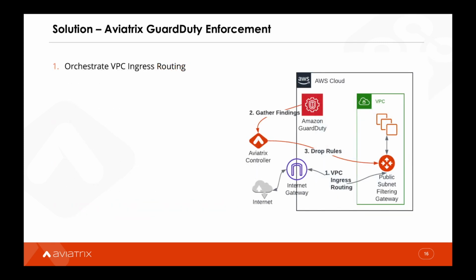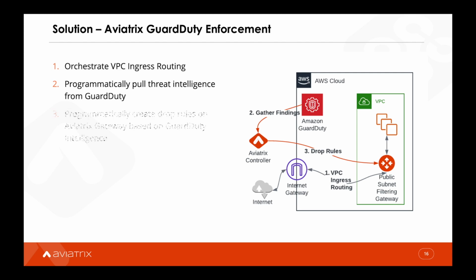Aviatrix has a solution called GuardDuty Enforcement. It takes ingress traffic and leverages an AWS feature called ingress routing to redirect traffic to an Aviatrix gateway. Next, because the controller has deep API-level integrations with AWS, GuardDuty provides its findings to the controller. And finally, the controller will program the gateway with filtering rules or firewall rules to block traffic from bad actors or malicious IPs that GuardDuty identifies.